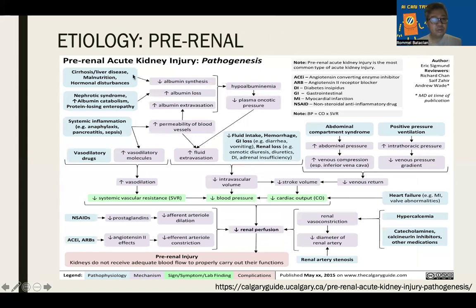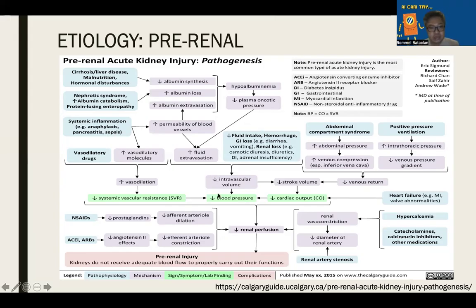So in addition, depending on the etiology of pre-renal acute kidney injury. For example, in liver cirrhosis or malnutrition, when there is decreased protein, there's a decreased plasma oncotic pressure leading to extra fluid extravasation, which is usually manifested by edema. Sepsis, anaphylaxis, or pancreatitis, this causes increase in vasodilatory molecules, lowers down the systemic vascular resistance, and lowers the blood pressure, leading to hypotension.